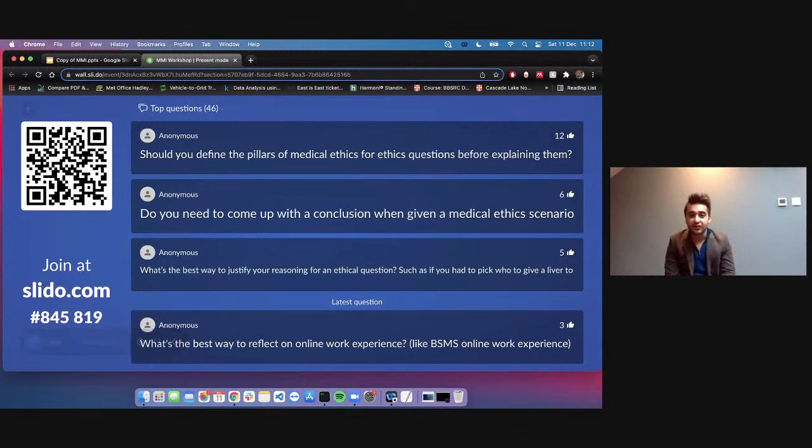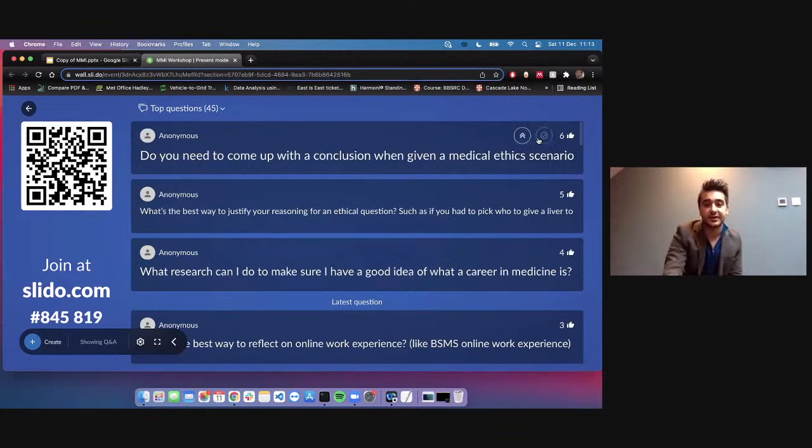So should you define the pillars of medical ethics before explaining them? I think so. If you just bring out words like beneficence, they don't know that you know what it means. And let's say you bring up a pillar of medical ethics, but you use it in the wrong way, or you don't quite get it right. They'll think that you don't understand. So if you bring it up and define it, at least it shows that you know what you're talking about. And yet maybe you've used it in the wrong way, but you're trying to think along the right lines.